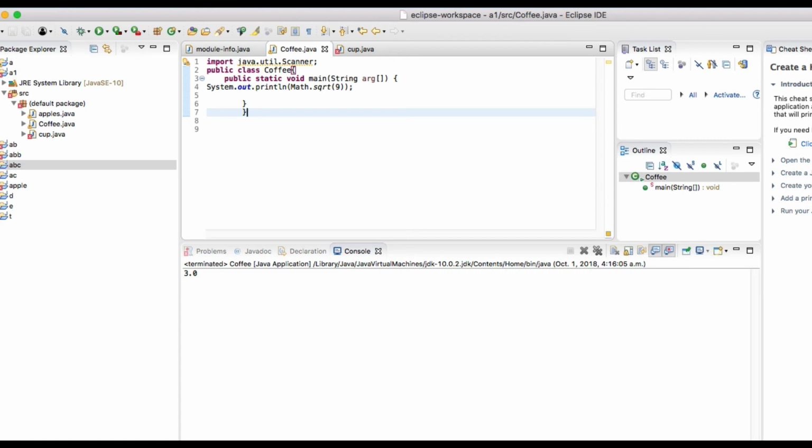And that's it. That's how we do the Math class methods using Java programming.